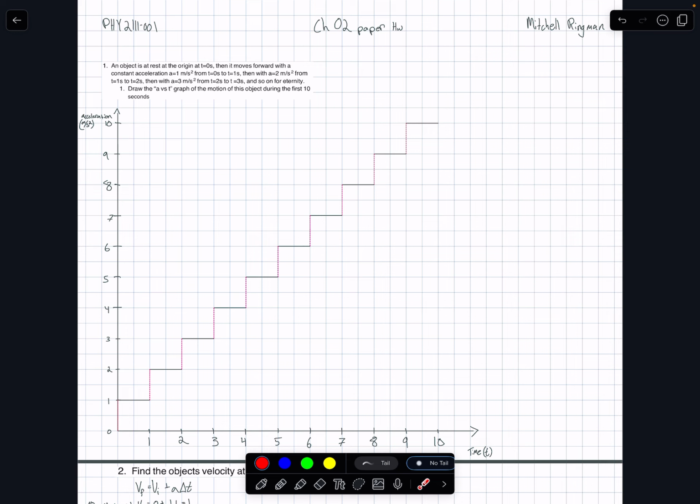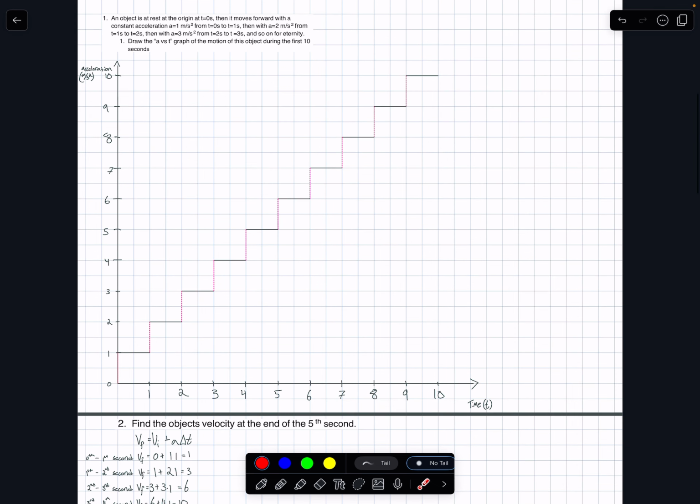and then from there, right after 1 second, it jumped up to 2 meters per second, all the way until 2 seconds, and then right after 2 seconds had completed, it jumped up to 3 meters per second for 1 second, and so on for the 10 seconds.